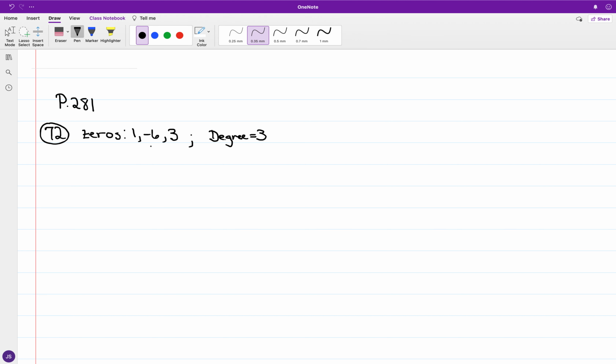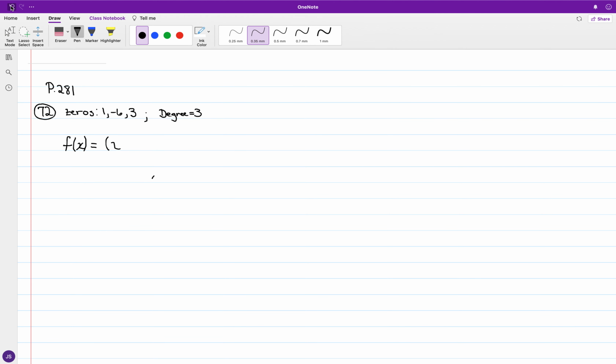Now in the case of problem 72, we have three distinct zeros, and each of these will have a multiplicity of 1, and the degree of the polynomial formed is going to be 3. And looking at forming a polynomial with these characteristics, if I start out with the factored form of the polynomial, we'll say that the polynomial is f of x, and from the respective zeros, with 1, we can say the factor that corresponds will be x minus 1.